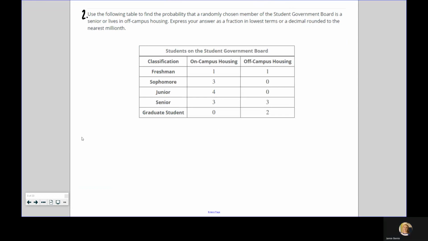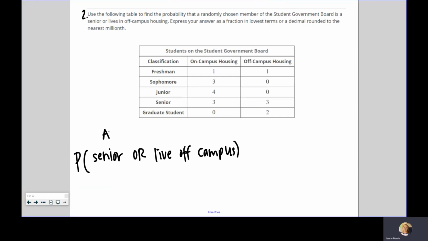All right, so we know that we're trying to find the probability that they are a senior or they live off campus. All right, so this is like our event A, and this is like our event B.